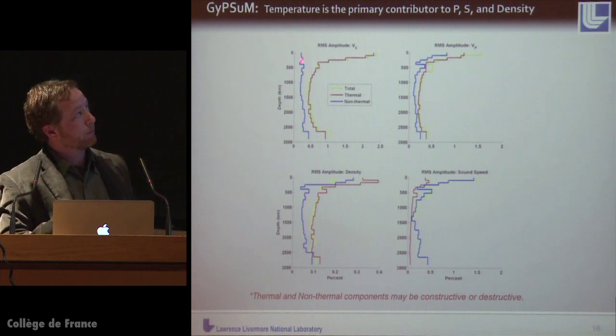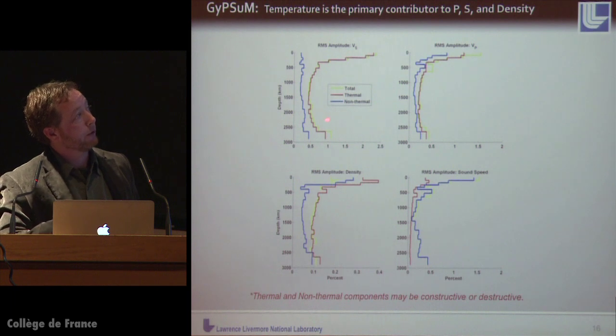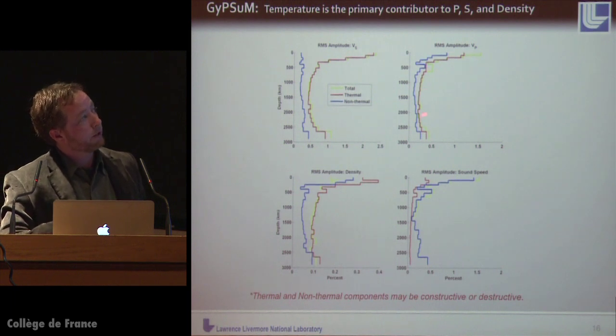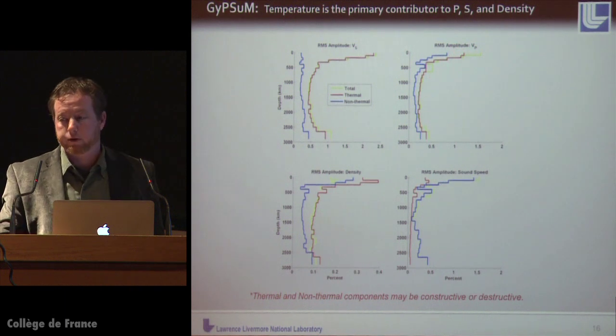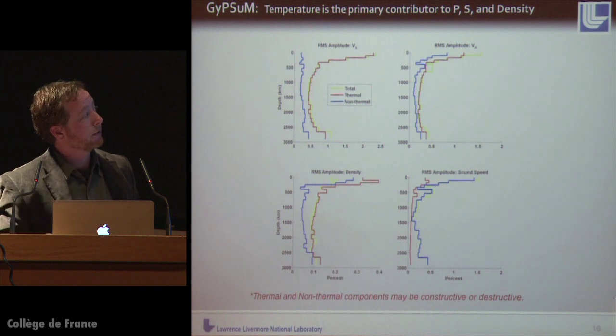And what I've done here is separate out the non-thermal component in terms of RMS amplitude of these fields with depth, and the thermal component shown in red. This is for shear wave speed. Clearly, temperature dominates shear wave speed. This is P wave speed. Temperature variations are always the largest contributor, but it's not nearly as dominant as with shear wave speeds.